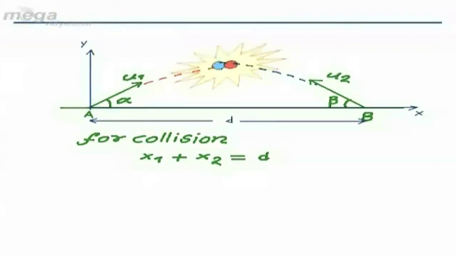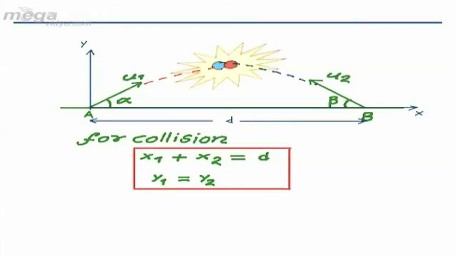And if we talk about the y coordinates of positions of both the projectiles, then the y coordinate of projectile number 1 must be equal to the y coordinate of projectile number 2. If this occurs, then collision will take place. Then how to solve under this given condition?